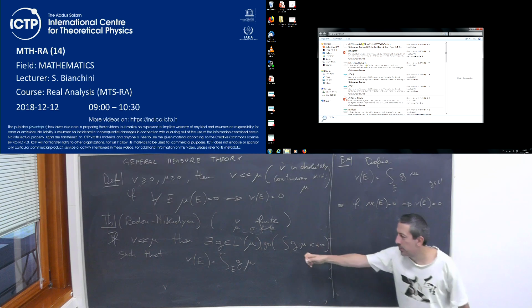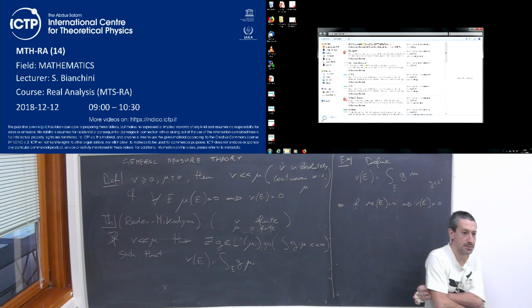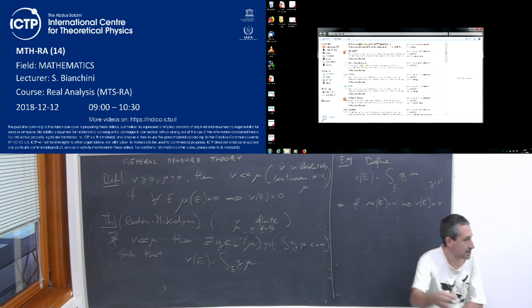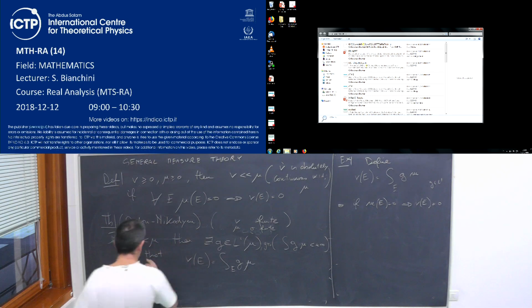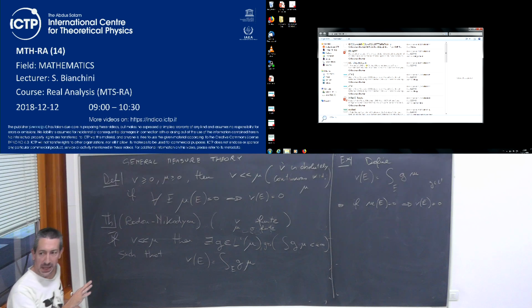So you know how to compute this integral? Of simple functions? Yes, exactly. I just wanted to be sure. So now there exists an improvement.